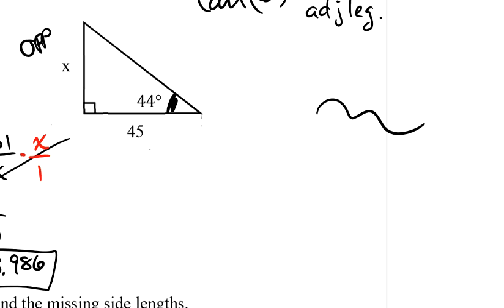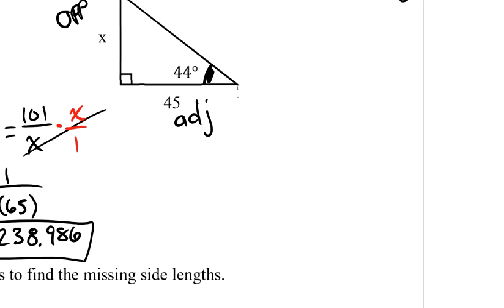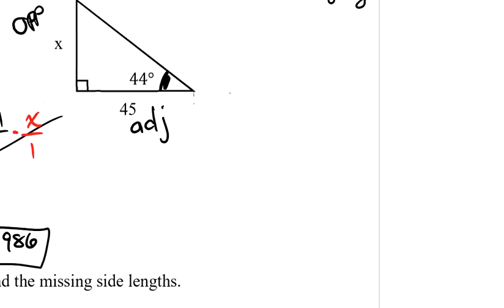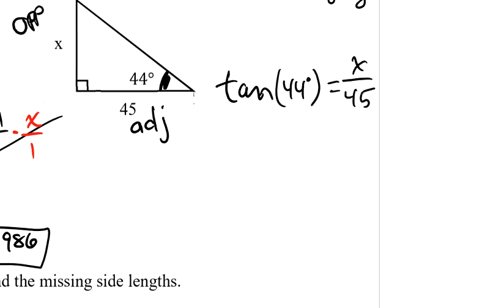So OPP, and this is the adjacent leg. So I am writing the tangent in this case because it's opposite and adjacent. So I would write that the tangent of this 44-degree angle equals x over 45. And to solve for x here, I'm going to multiply both sides by 45. So 45 times the tangent of a 44-degree angle should be x. And I'll grab my calculator.